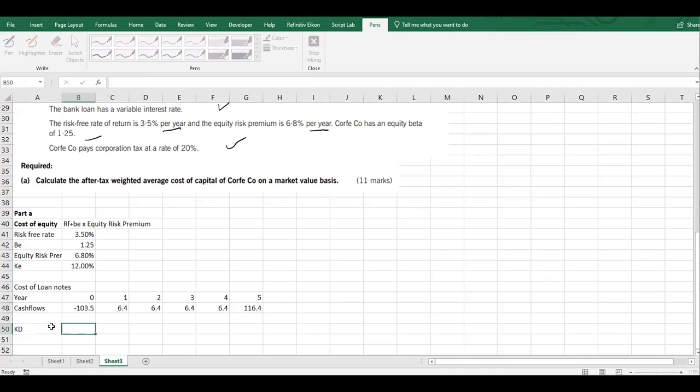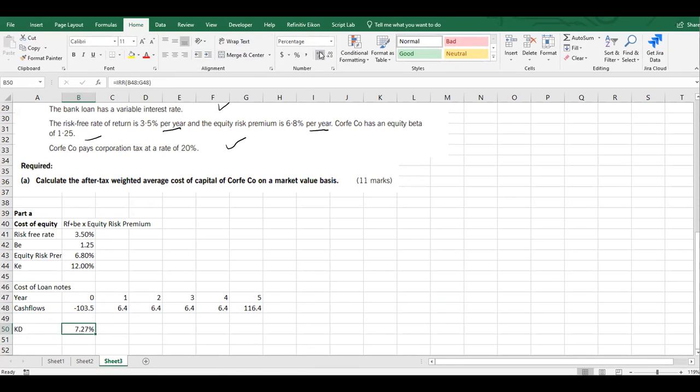Now calculate the KD. KD is very simple. Simply write the IRR. Bracket start. Select all values. IRR is 7.27%. That's how you will calculate the IRR.